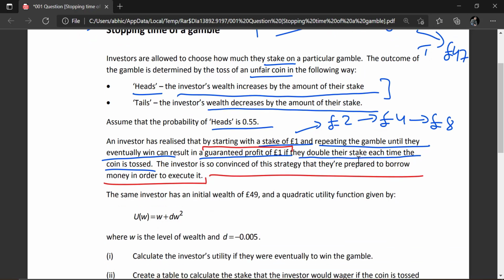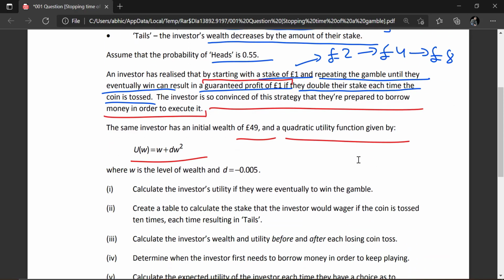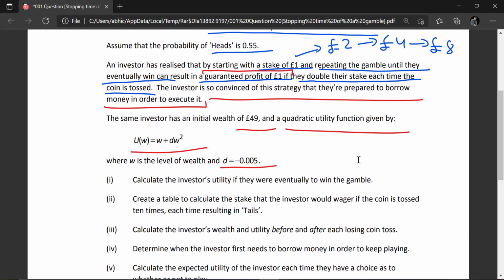The same investor has an initial wealth of £49 and a quadratic utility function which is given as this, where W is the level of wealth and D is equal to minus 0.005. So this is the question we are looking at. Now part 1 is: calculate the investor's utility if they were eventually to win the gamble. What does eventually winning the gamble mean? That they will win this £1 that they are looking for, so their wealth just becomes 50. So you'll have to calculate the utility at the level of wealth 50, as just putting 50 into this equation will give you that.